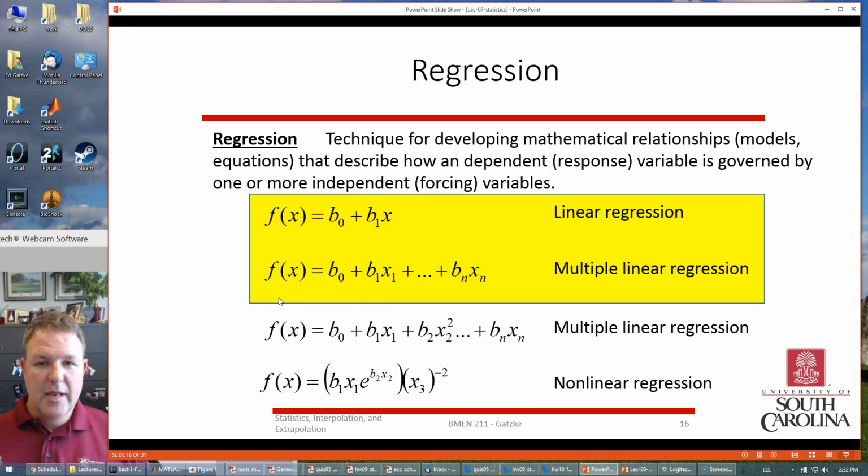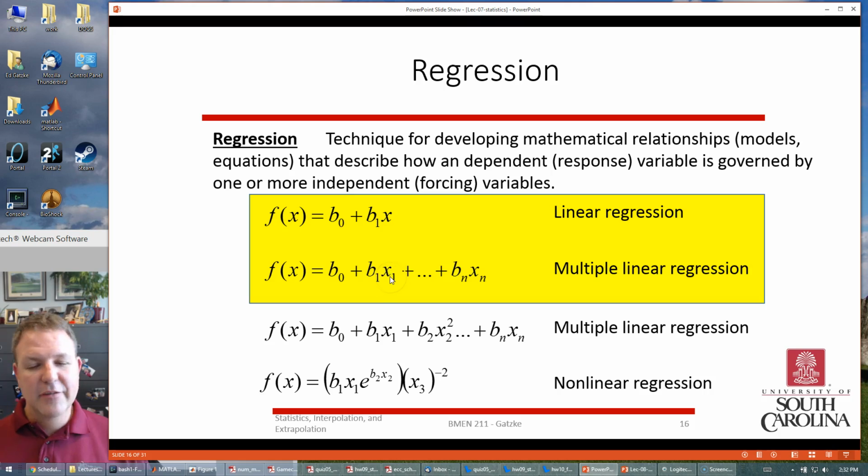Regression. This is a technique developed for finding mathematical relationships. You can look at a response variable that is governed by other forcing variables. So if you have values for x, something that forces a response, it could be a linear regression where f of x is a function of x, and you need to find b0 and b1.